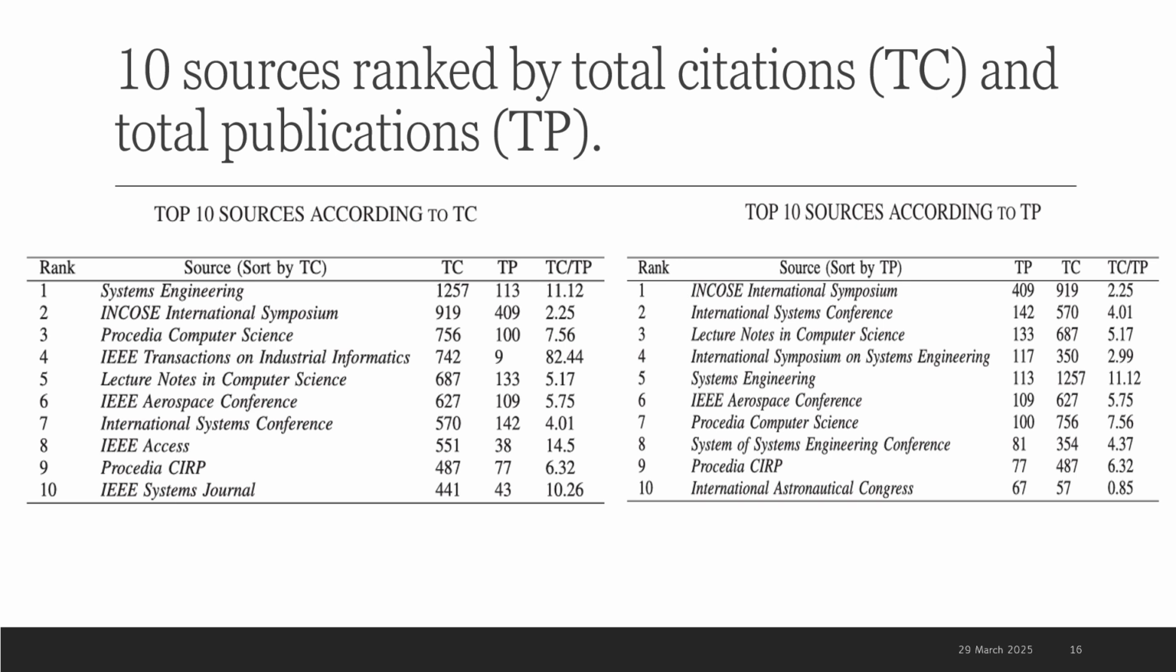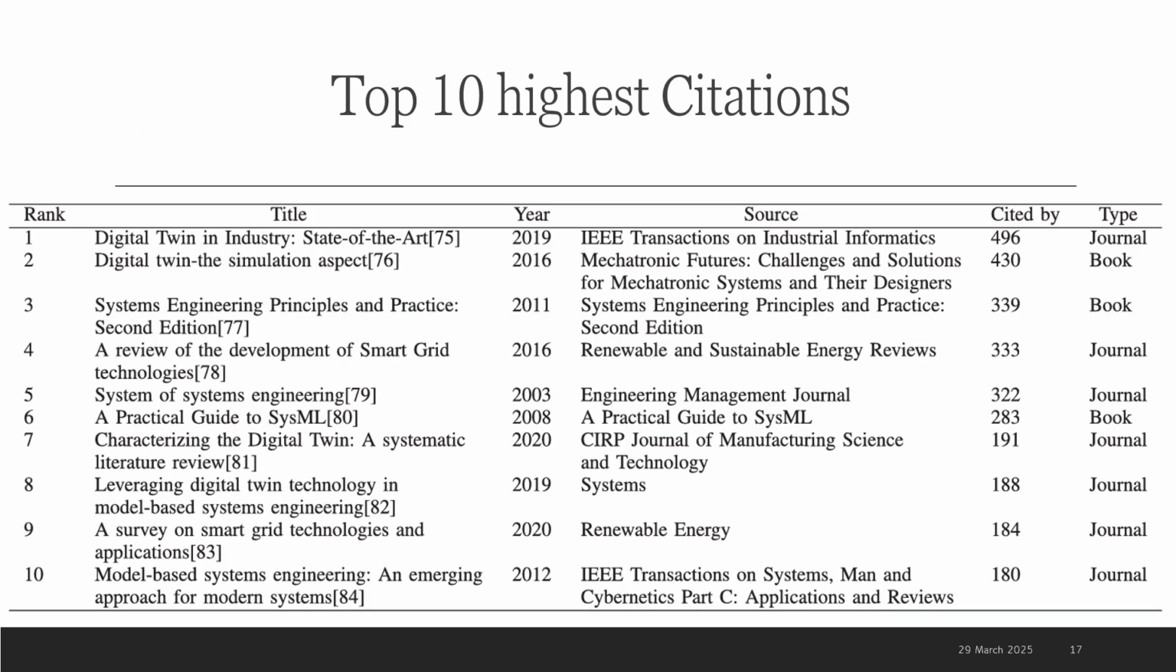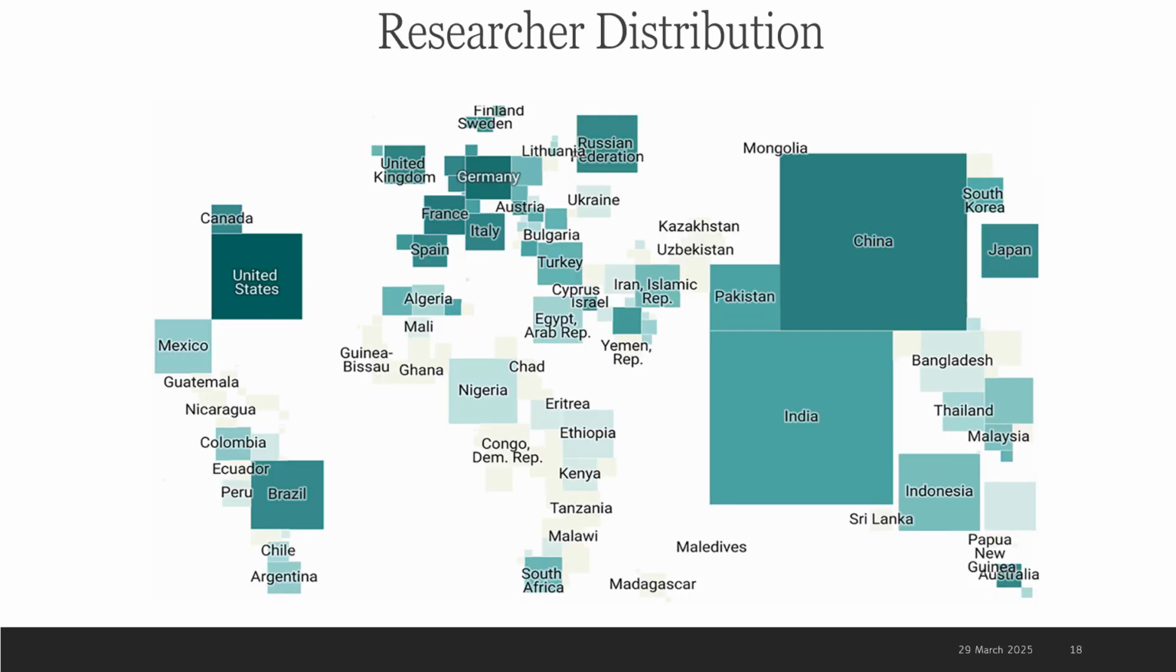This slide presents the top 10 sources of MBSE research, ranked by the total citations and the total publications. Journals with high citation counts, such as IEEE Transactions, are often considered more prestigious and influential. Here, the list shows the top 10 most cited papers in MBSE. These papers represent the foundational research that has significantly impacted the field.